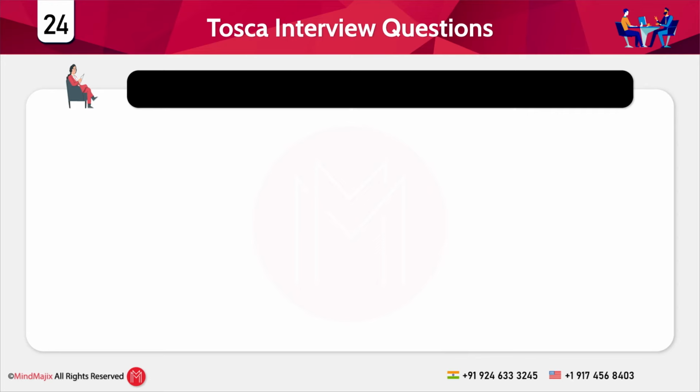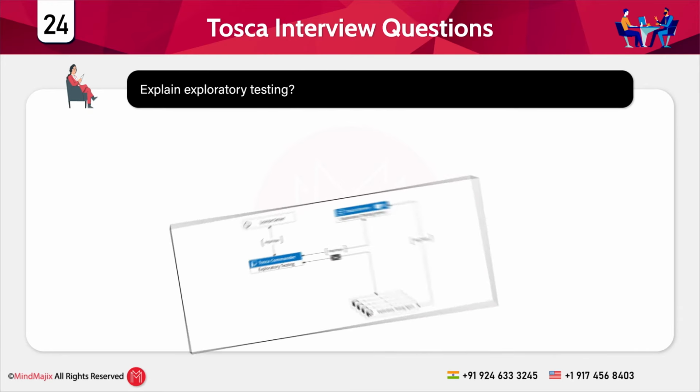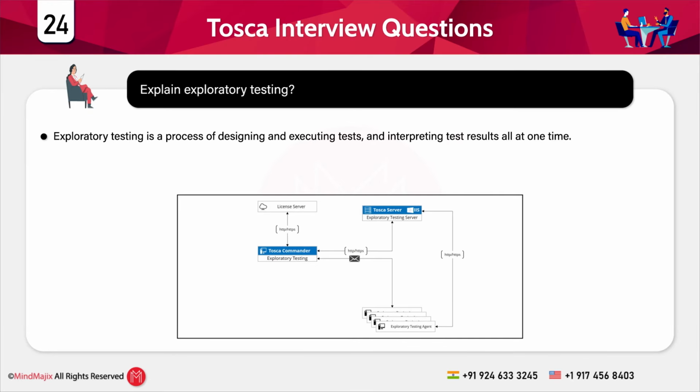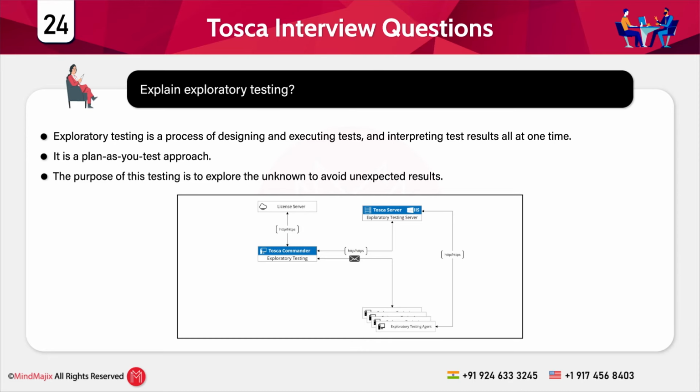The next question is, explain exploratory testing. Exploratory testing is a process of designing and executing tests and interpreting test results all at one time. It is a plan-as-you-test approach. The purpose of this testing is to explore the unknown to avoid unexpected results.